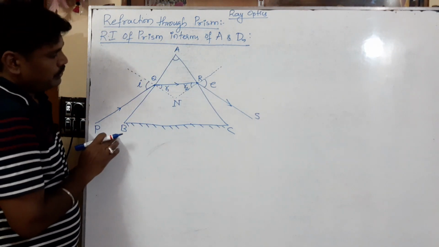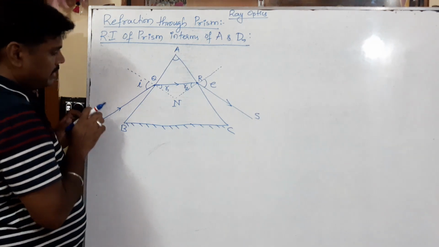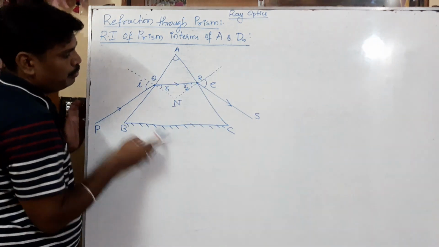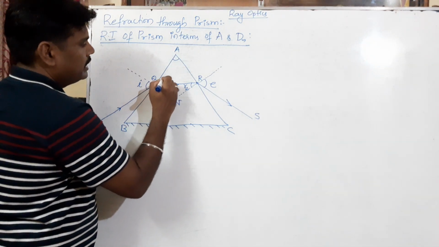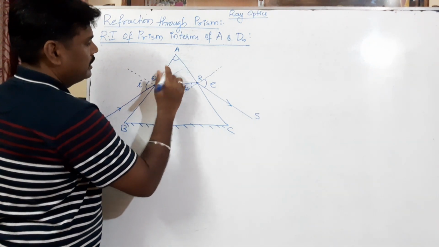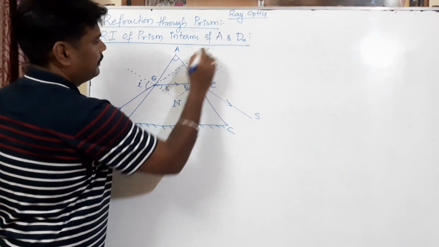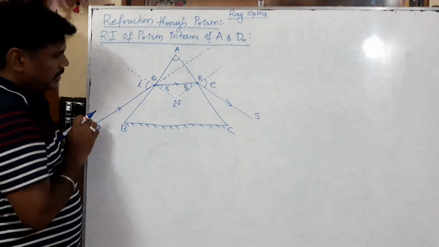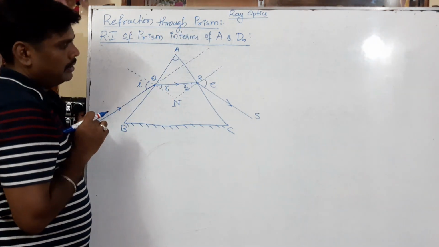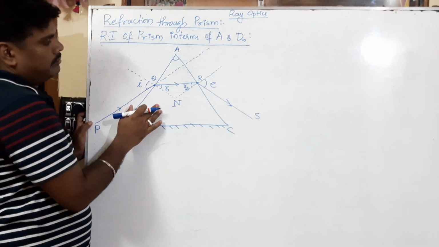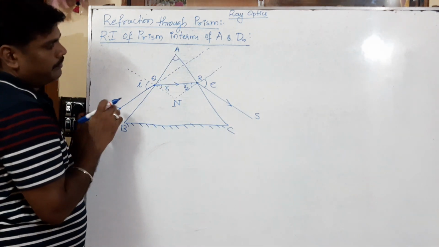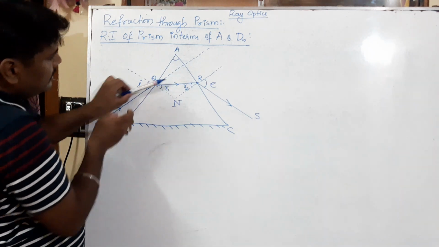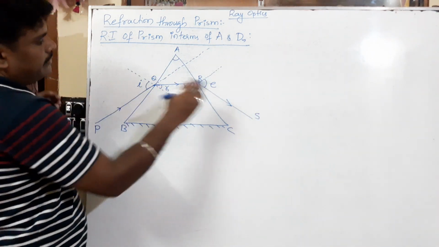Now, suppose this prism is not present, and the incident ray is passing in this direction. If there is no prism, it may proceed along this direction. This is the direction of the incident ray. If the prism is not present, it may proceed along this direction. Due to the presence of this prism, the principal cross section, instead of going in this direction, the light passes in this direction. So two refractions take place.